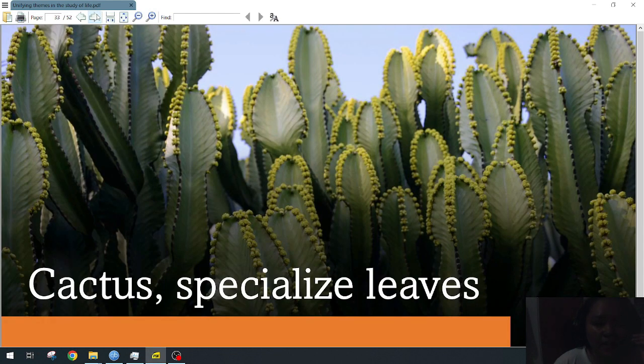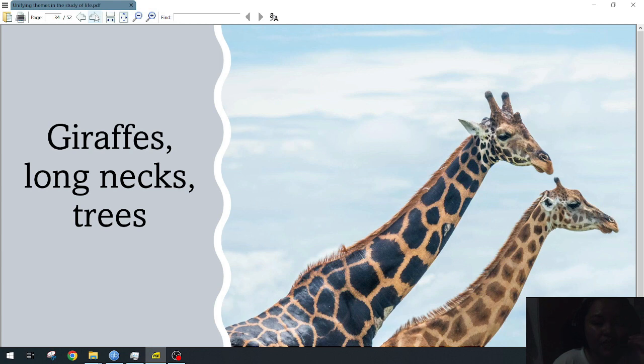Another is this. Different thickness of the leaves of cactus. Meron silang specialized leaves. Why? Kasi nga, of course, limited ang water intake ng cactus. Di naman sila nadidiligan every day because they are mostly desert plants. So, what they do is whenever there is water, they store it sa mga dahon nila. So, kaya makakapal yan.